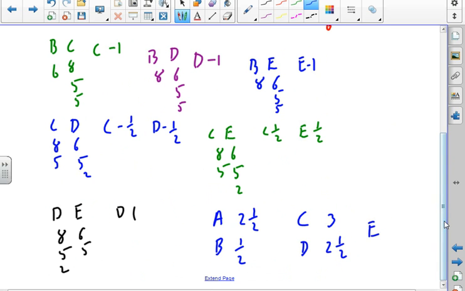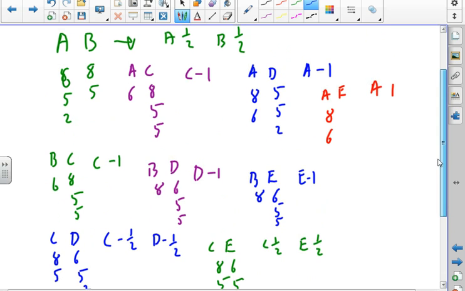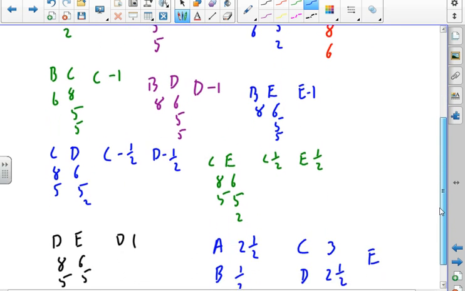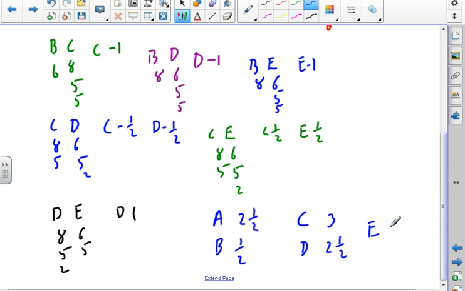And E has nothing there. 1.5 total. So we're going to declare C the winner by piecewise comparison.